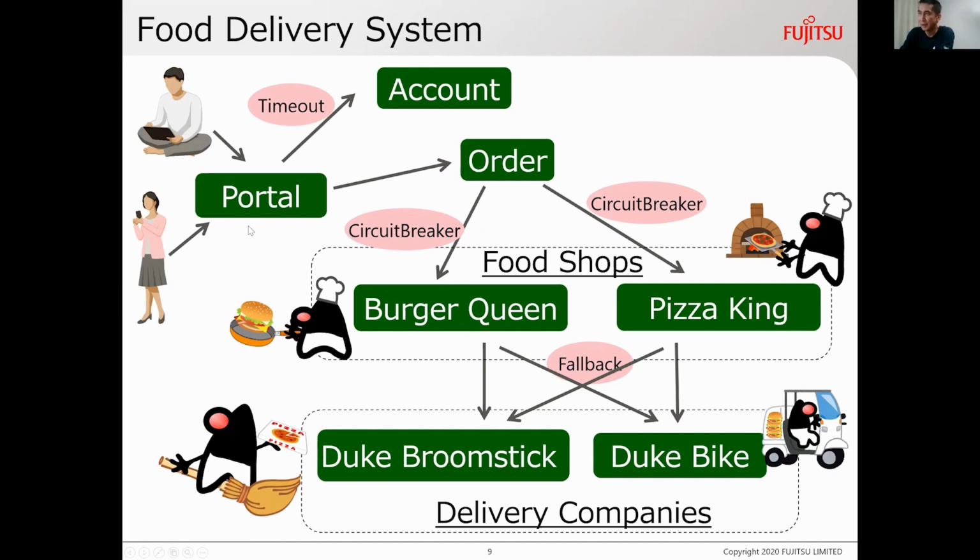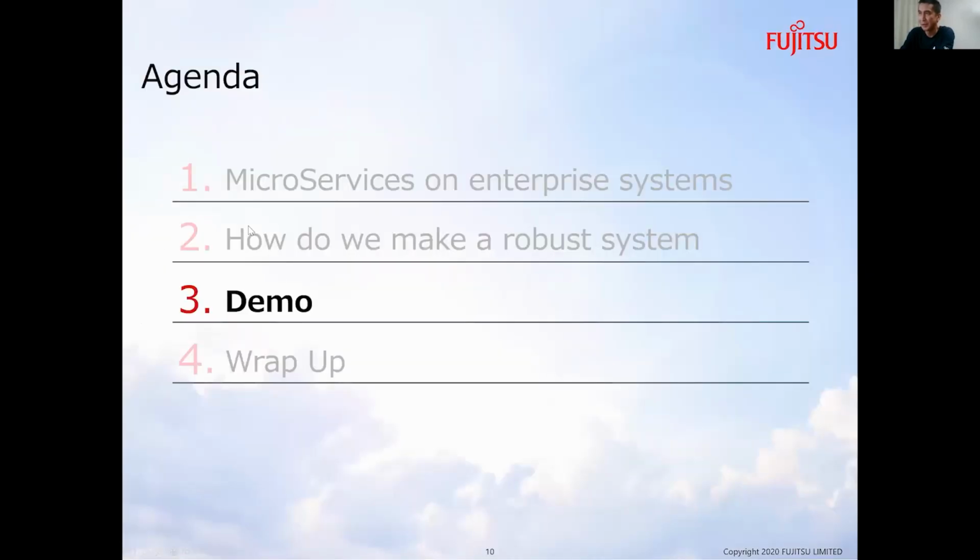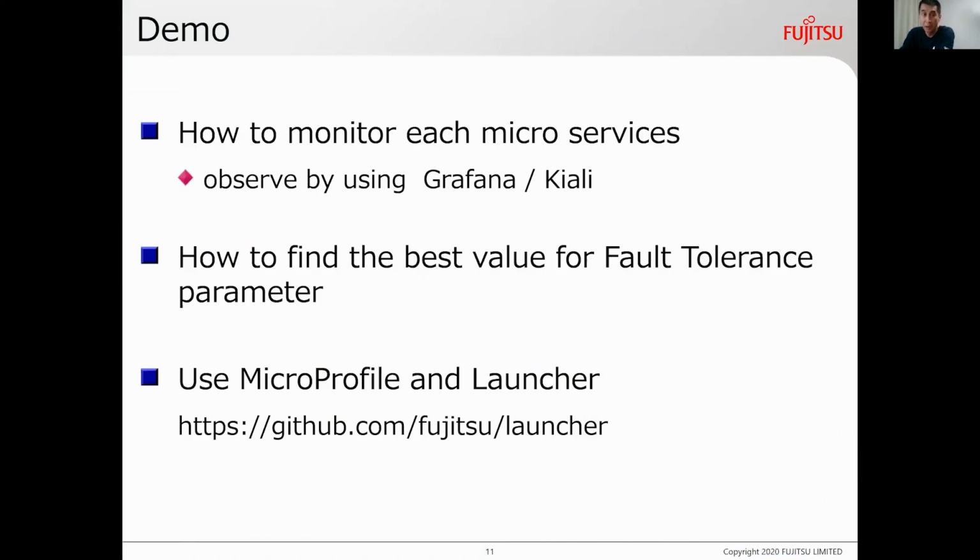And we use this system for the demonstration. I will show the way to observe the service status by using Grafana or Kiali. And I also show how fault tolerance affects the service. And in this demo, I use MicroProfile and Launcher, which is an implementation of MicroProfile.